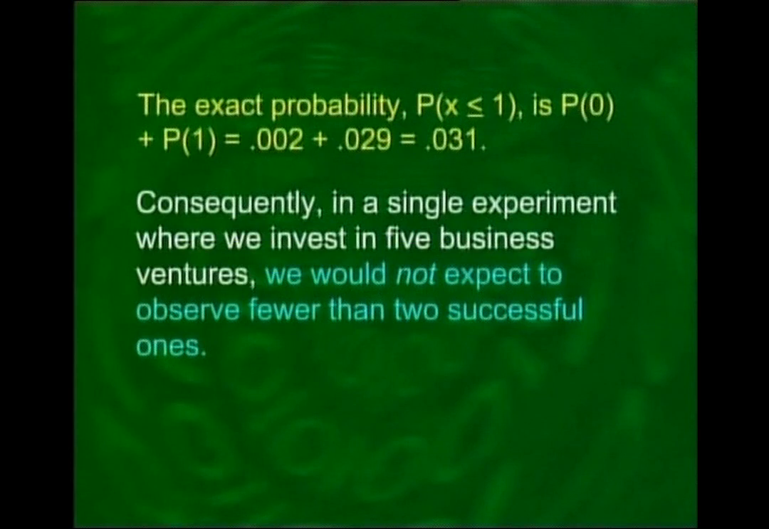Students, the last part of this problem was, would you expect to have fewer than 2 successful ventures in this situation? Let us try to solve this problem. As you see on the screen now, the exact probability that x is less than or equal to 1, that is x is fewer than 2, is 0.002 plus 0.029 and that is 0.031. Consequently, we can say that in a single such experiment, the probability is very small, only 3%, that we will have less than 2 successful ventures out of 5.